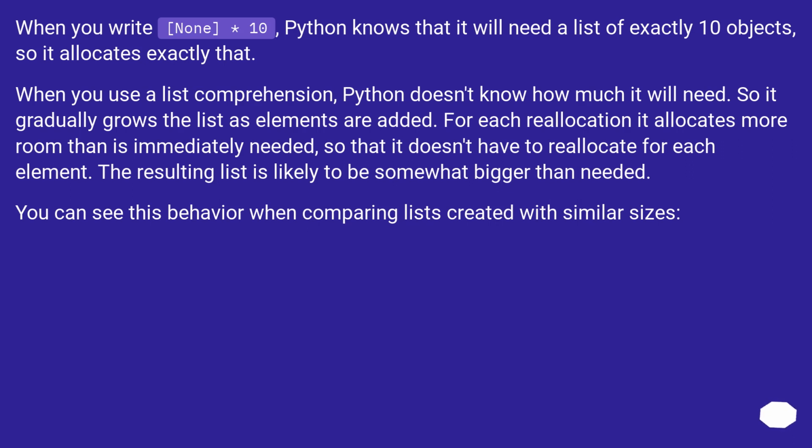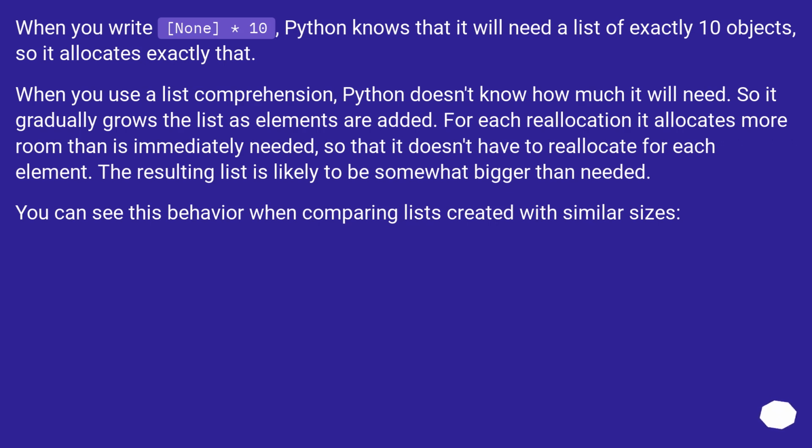When you write [None] * 10, Python knows that it will need a list of exactly 10 objects, so it allocates exactly that. When you use a list comprehension, Python doesn't know how much it will need. So it gradually grows the list as elements are added. For each reallocation it allocates more room than is immediately needed, so that it doesn't have to reallocate for each element. The resulting list is likely to be somewhat bigger than needed.